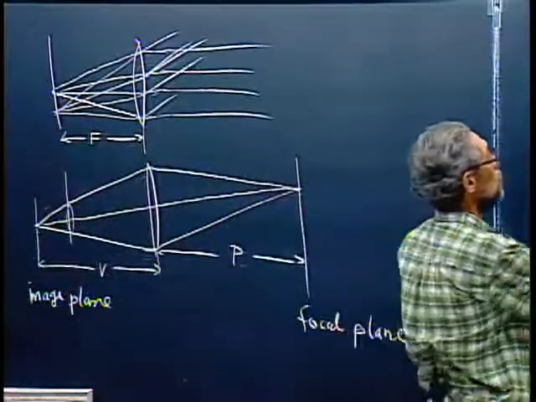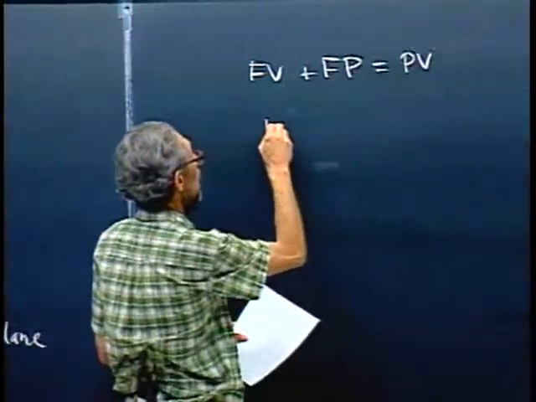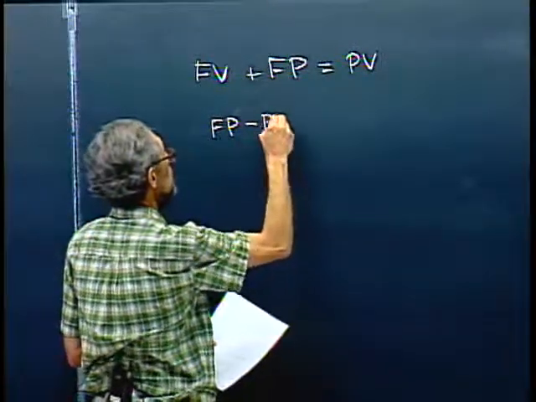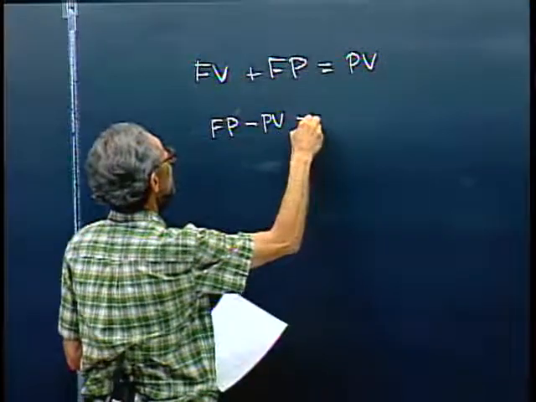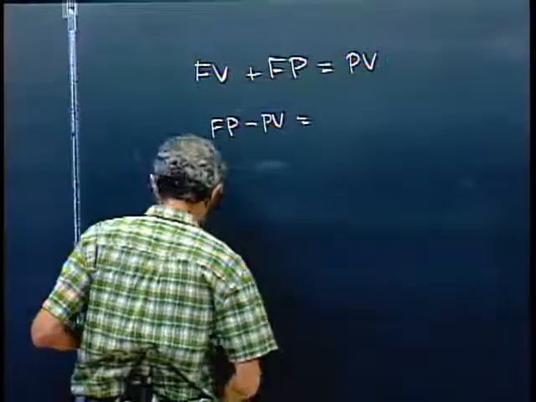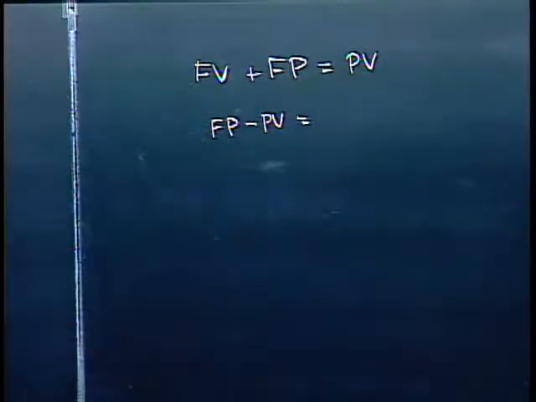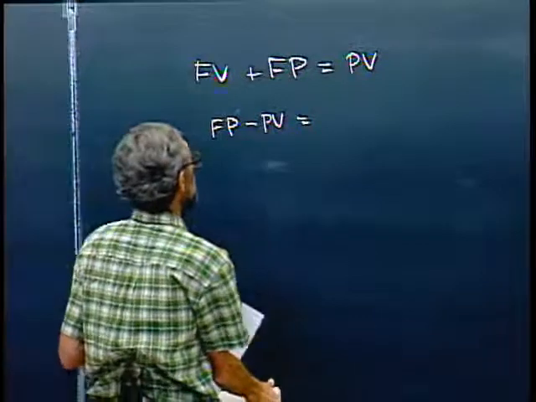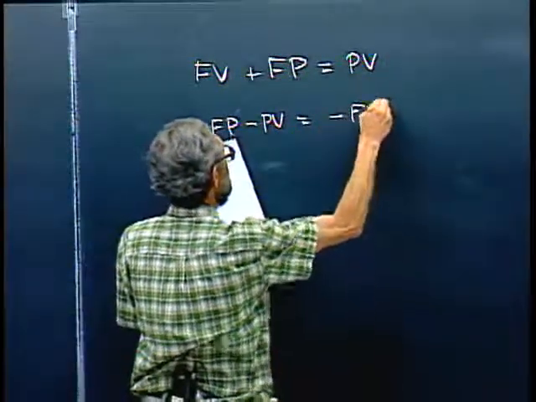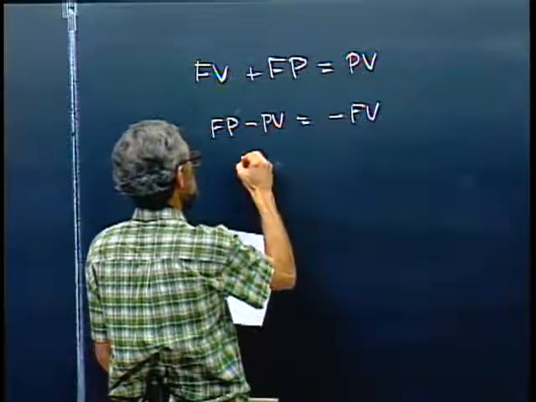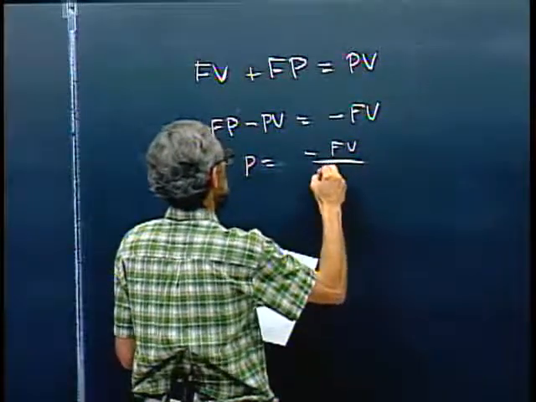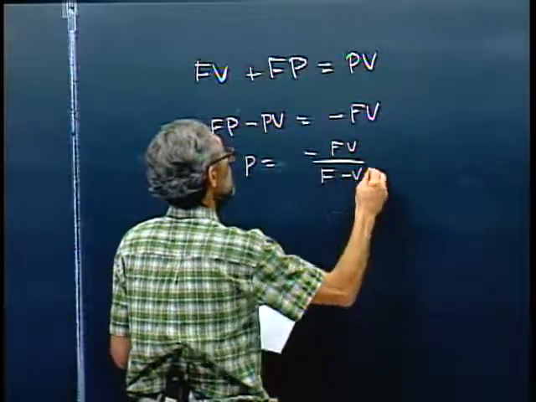So let's see, that means we want to solve this for P, so FP minus PV equals, see, how am I going to do this? I'm moving everything to the other side of the equation. I've got the things multiplying P, and then here is minus FV. So that means I can say P equals minus FV over F minus V.